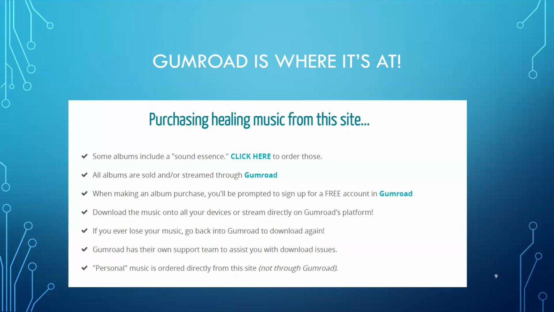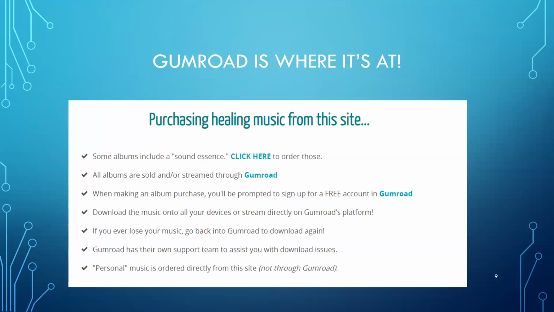I already said the thing about Gumroad. You can also stream any music that you purchase on Gumroad, or if you're listening to podcasts or whatever, you can listen to all of that through Gumroad. So when you make an album purchase, you'll be prompted to sign up for a free account in Gumroad. Once you do that, then you just log into your account and you can access anything that you've purchased there. So you can either stream directly from Gumroad or you can download onto all your devices. What I really like about this is, let's say your computer crashes or your iPad or whatever device you have it on, you've lost everything. Come back to Gumroad, re-download it again. That's the beauty of Gumroad.